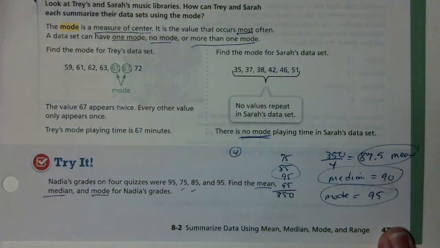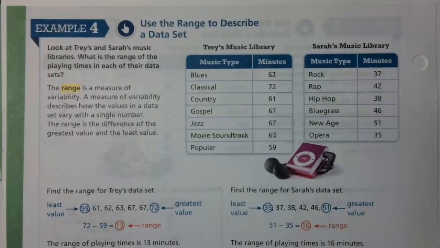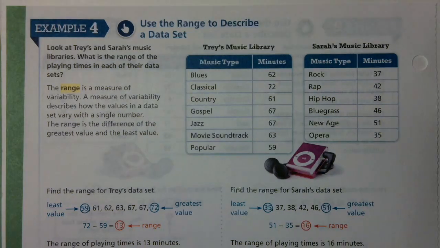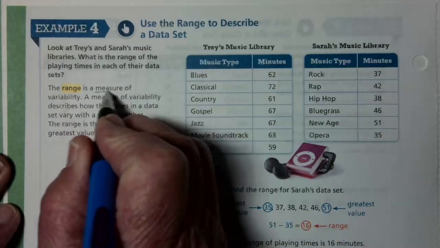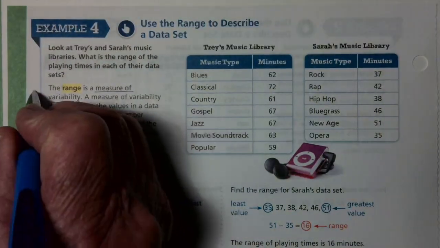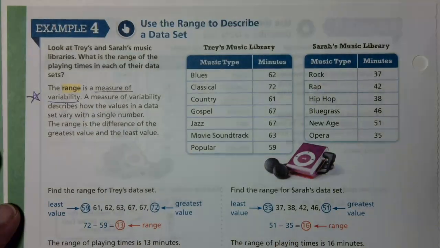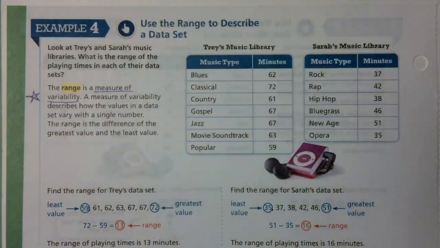Okay, turn your paper over. Example 4. Now we got to learn about range. What did I tell you it was on the first page? The highest one minus the lowest one. Let's see what they say. The range is a measure of variability. Notice they didn't say measure of center. They said measure of variability. Variability means how much does it vary. It varies from this low one to this high one.